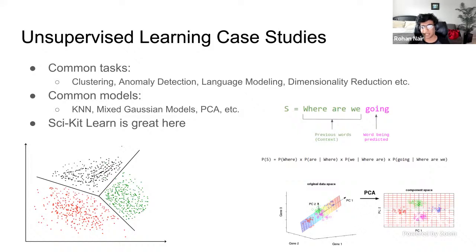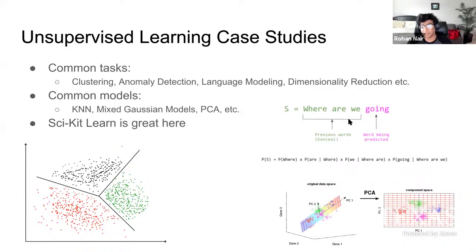Language modeling is another unsupervised learning task. The idea with language modeling is you want to learn what words come next after a previous context of words. We see this use case in this top right image, where we're trying to use the previous words to predict the next one.